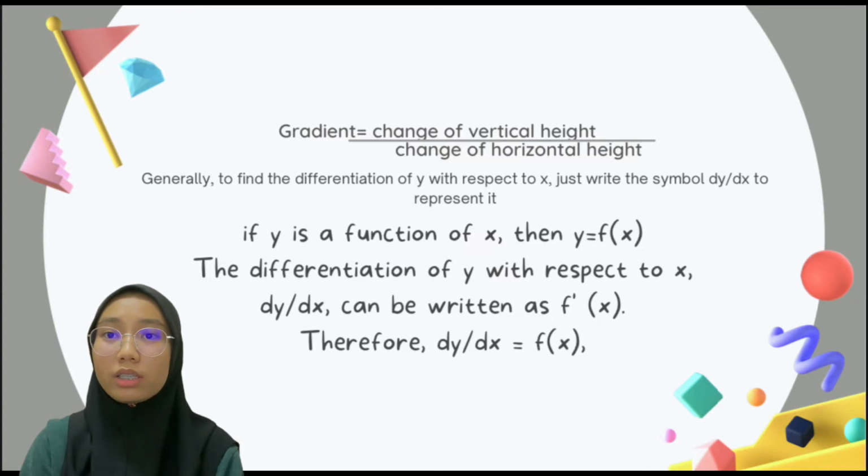Generally, to find the differentiation of y with respect to x, just write the symbol dy over dx to represent it. If y is a function of x, then y equals f(x). The differentiation of y with respect to x, dy over dx, can be written as f'(x). Therefore, dy over dx equals f'(x).